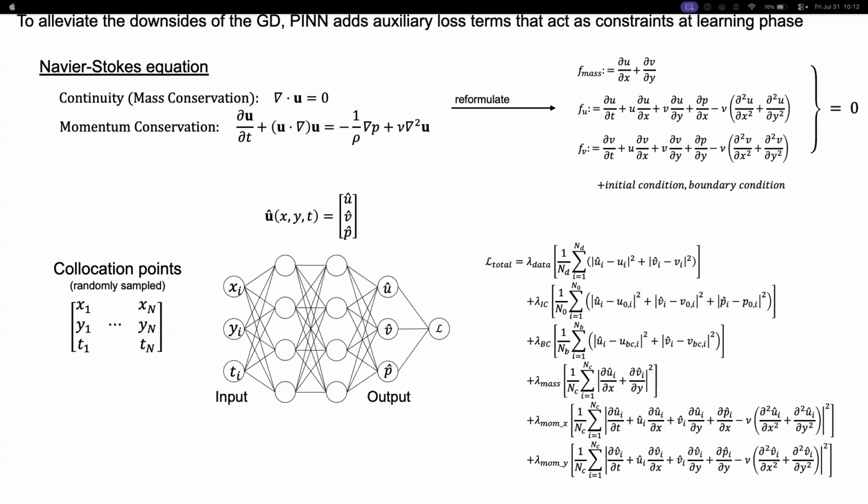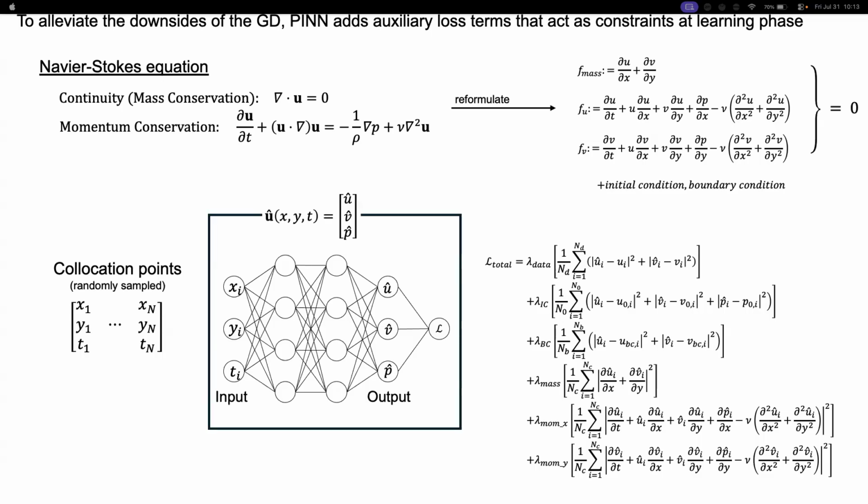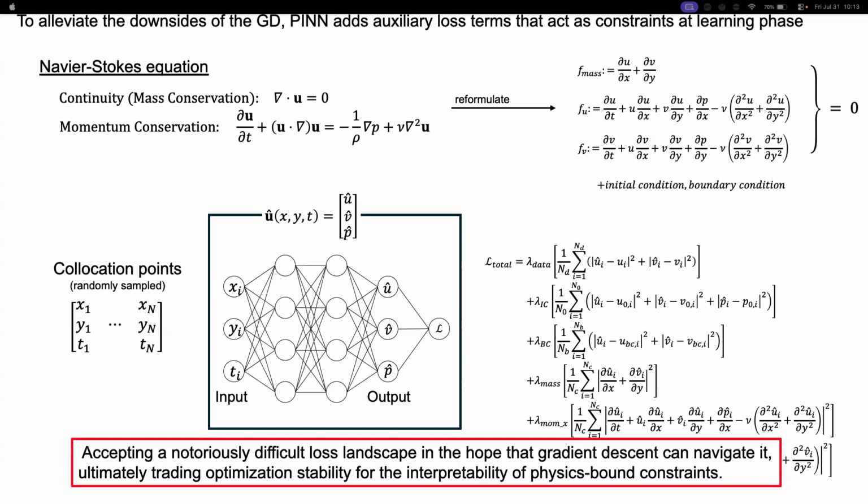So we're just hoping that the gradient descent method is powerful enough to go to the global minimum, even though our auxiliary losses make the loss landscape even more complex. As a summary, by accepting a notoriously difficult loss landscape in the hope that gradient descent can navigate it, ultimately we are trading optimization stability for the interpretability of the physics-bound constraint which we want to converge.